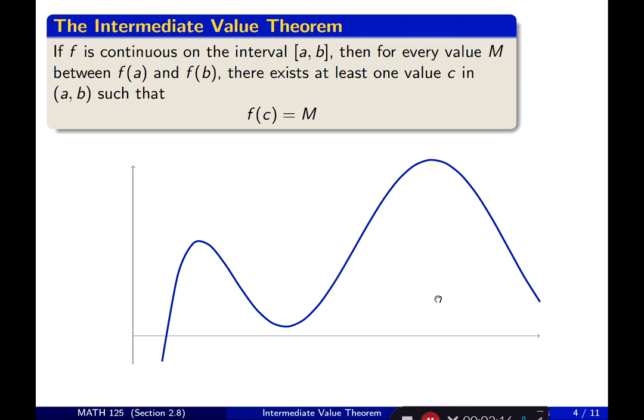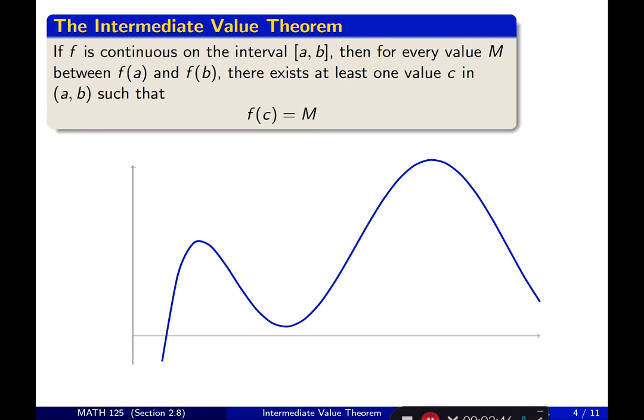So the two iClickers that we discussed in the beginning help you basically understand the intermediate value theorem. What is the intermediate value theorem? If f is continuous on the interval [a, b], then for every value m between f of a and f of b, there exists at least one value c in the open interval (a, b) such that f of c is equal to m.